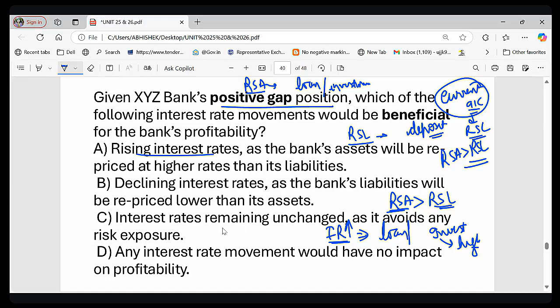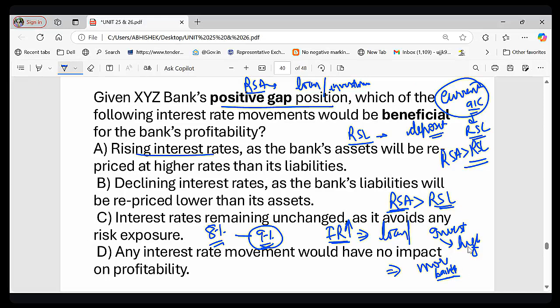Suppose present rate is 8%. Now since interest rate is going up, now it will be 9%, right? So all the bank loan and investment get repriced at higher rate, and obviously this will generate more income for the bank, because this is the use of the fund, application of the fund, right?